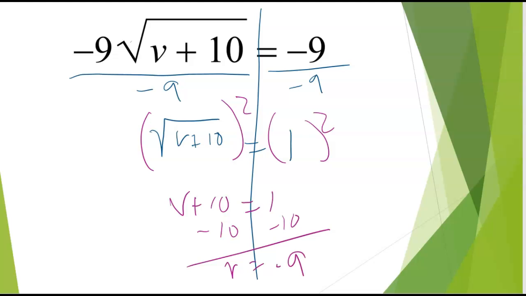Let's see if it works. Negative 9 times the square root of negative 9 plus 10. So negative 9 plus 10 is 1. Negative 9 times 1 equals negative 9. Yep, that's true. Works. Ta-da!